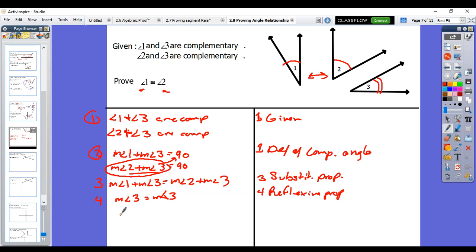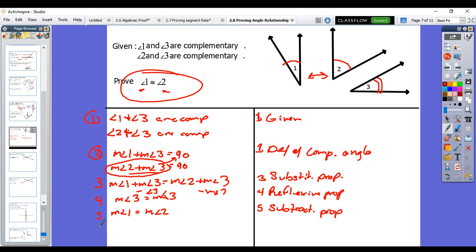We could subtract it. We're not getting rid of it, but we're subtracting. We're saying minus measurement of angle 3 minus measurement of angle 3 to just say this. The measurement of angle 1 is equal to the measurement of angle 2. We subtracted the same amount, so that is just the subtraction property. We had to state that those two angles were congruent before we can do that. And now we want to say that they're congruent, so we just drop the measurement and say congruent. Angle 1 is congruent to angle 2.